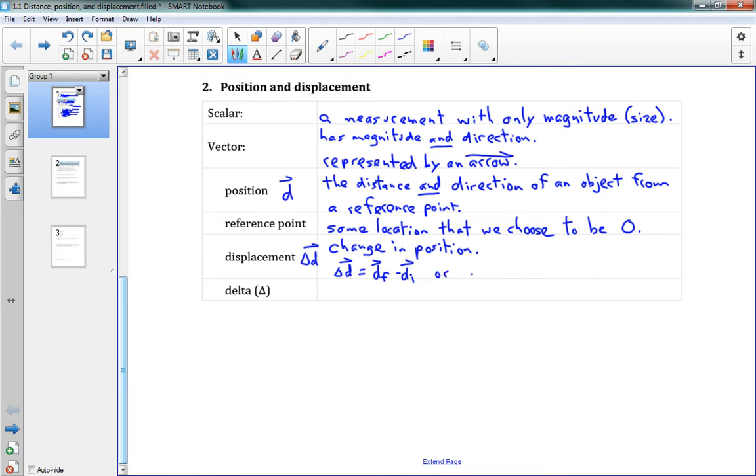And another way of writing that is d2 minus d1. And it is a vector. Just like position. Position also was a vector. Okay, and the last term here, this delta. In displacement we had delta D. Delta is a term that you'll see a lot in this class. And delta just means the change in a value.